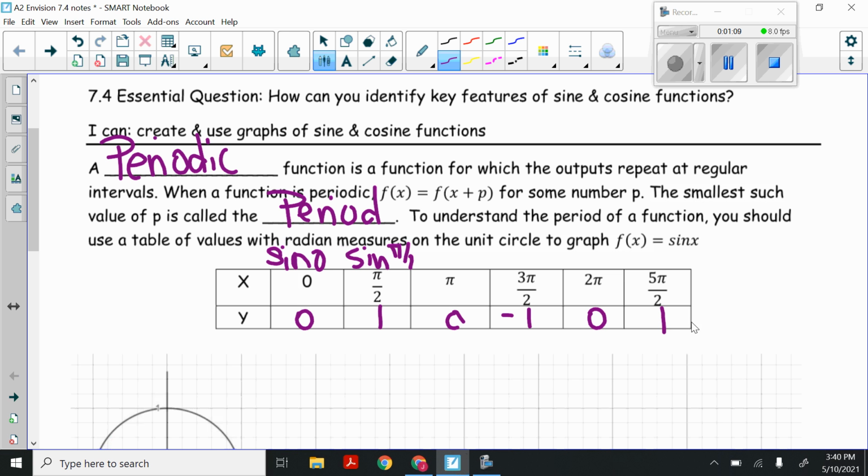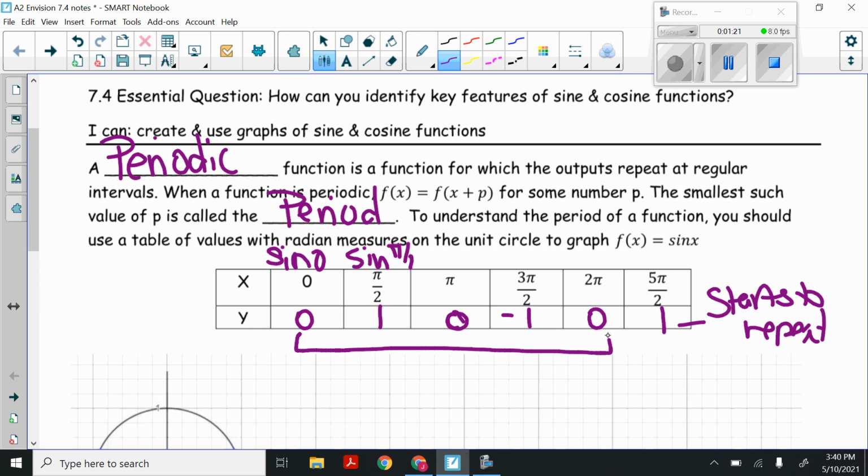Notice that it goes in a pattern. 0, 1, 0, -1, 0, 1. It starts to repeat itself here, okay? So here it starts to repeat. So it did an entire pattern from 0 to 2 pi.